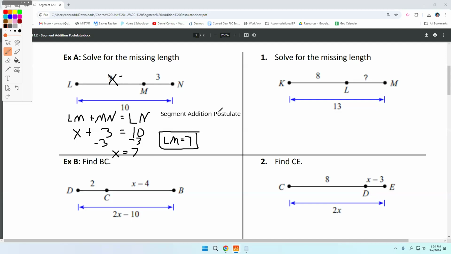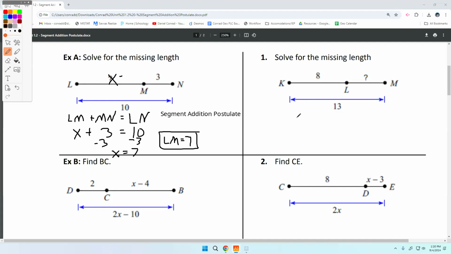So we have our justification for our equation, which is LM plus MN equals LN. We substituted in the values. We don't know LM, so we put X. MN is 3. LN is 10. And then we just simply solved.